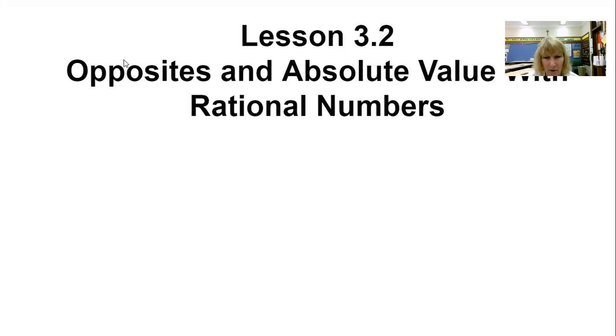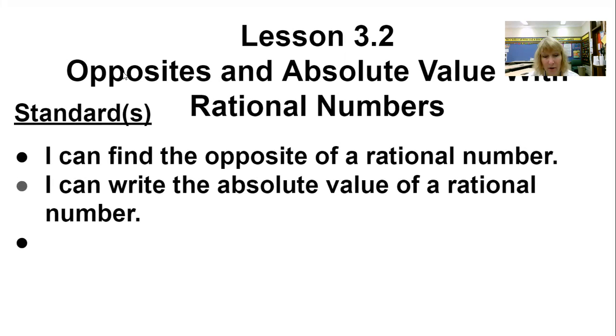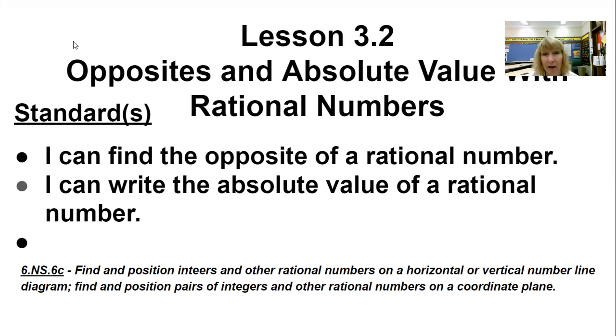Okay, so 3.2 is our lesson, and it is opposites and absolute value of rational numbers. Our objectives today are: I can find the opposite of a rational number. I can write the absolute value of a rational number. And it's standard 6NS6C. We'll be talking about finding and positioning integers and other rational numbers on a horizontal or vertical number line diagram. Find and position pairs of integers and other rational numbers on a coordinate plane.